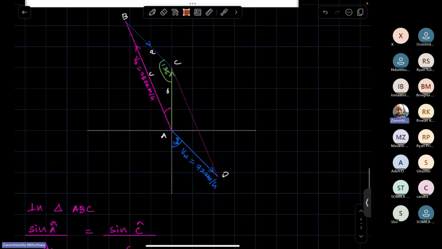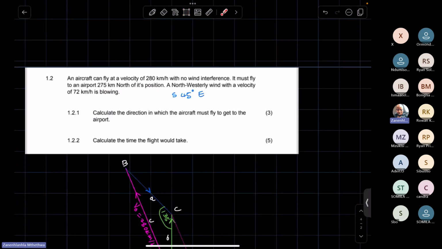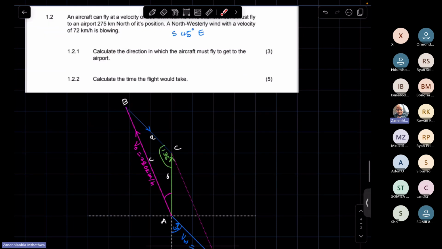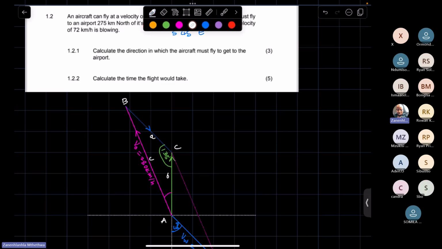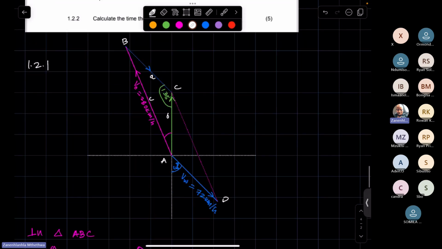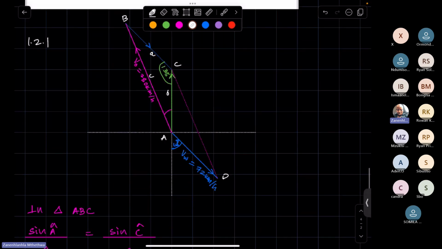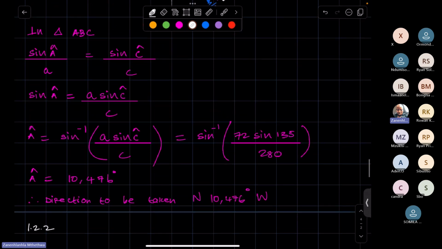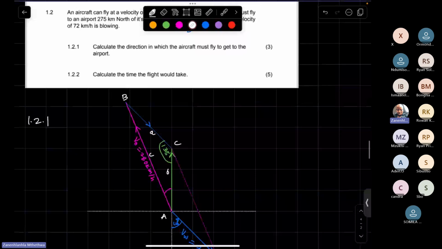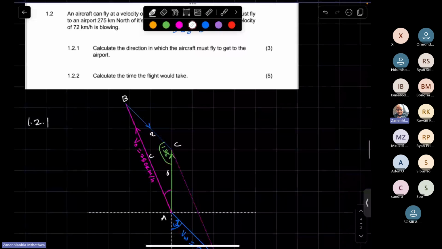And that's how you would get the direction that the plane must take in order for us to end up north. So now we are going to look at this. This is 1.2.1. So now we look at 1.2.2. Calculate the time the flight would take. So now they want us to calculate the time that the flight would take.